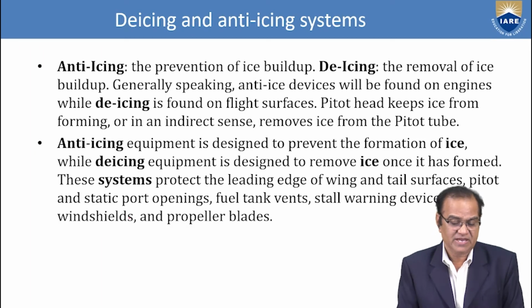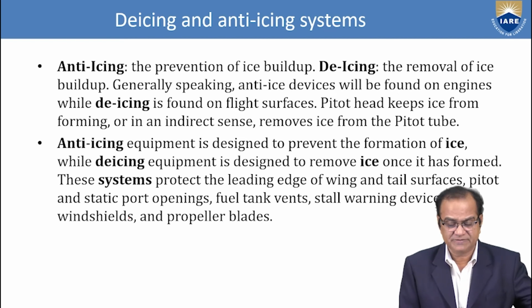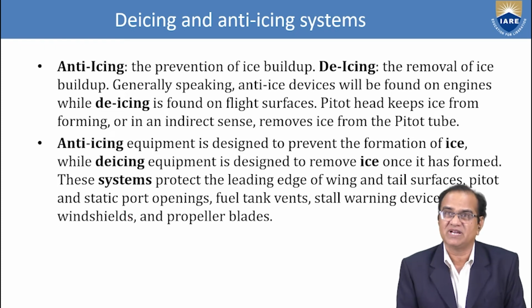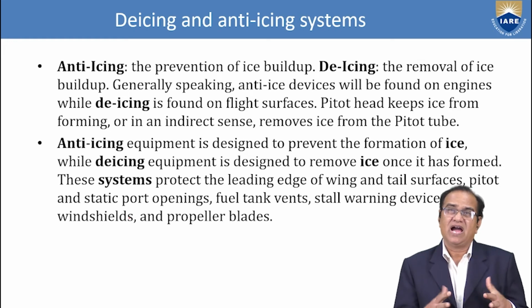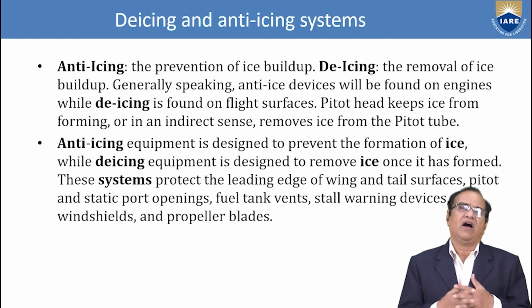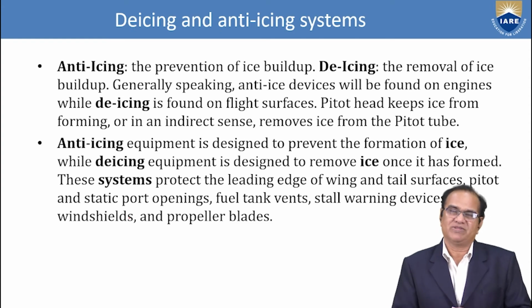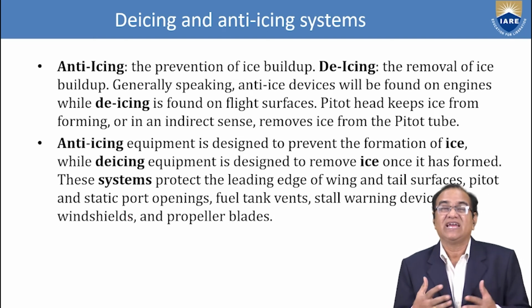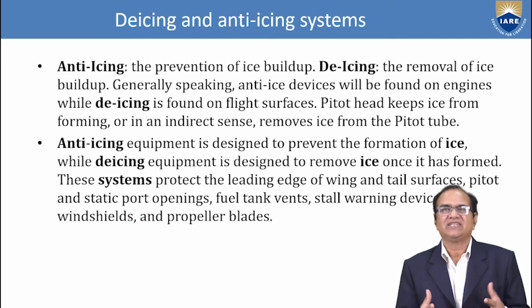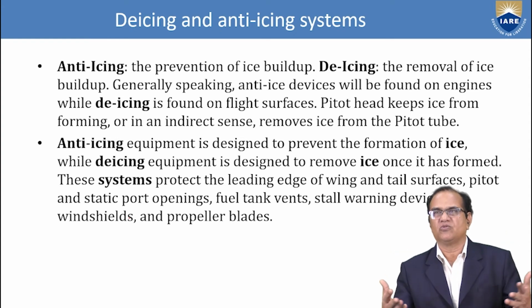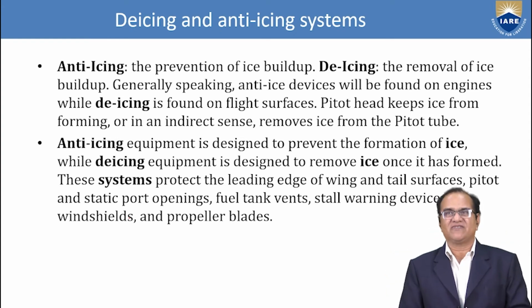De-icing and anti-icing. Anti-icing is the prevention. Anti-icing means the prevention of ice buildup, and de-icing means the removal of ice buildup, or curing after it has happened. We know the proverb that prevention is better than cure. So we should try to prevent the disease from happening. Same thing: anti-icing means we try to prevent ice from forming, and de-icing means if ice is already formed, how to remove it.